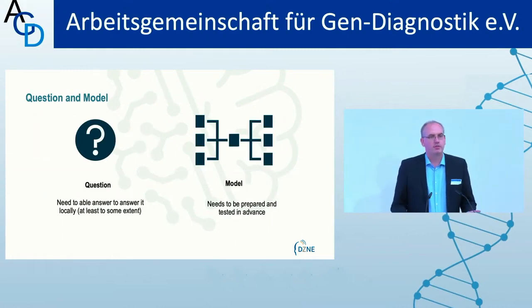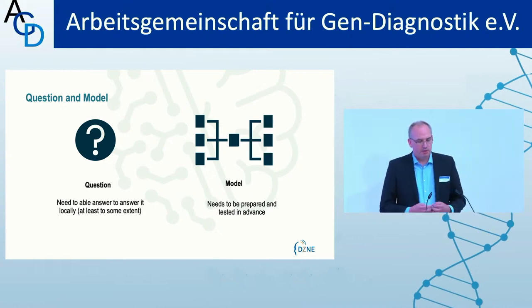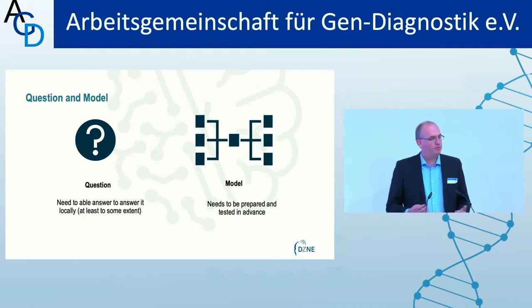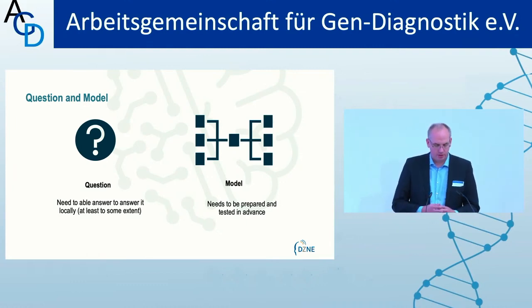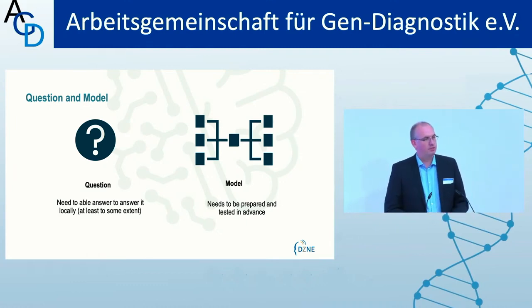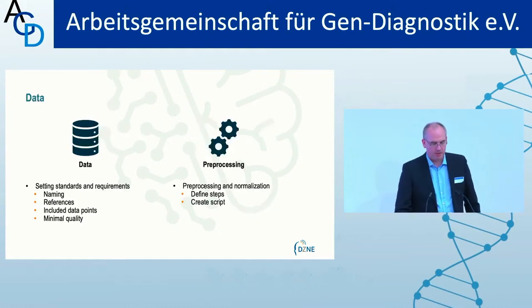Obviously, you need to ask a question that can be answered by machine learning. And this has to be a question that you can already answer with your local data, but maybe not as well. So if you have a question or a model that does not work on your data, it is unlikely that it will work on the swarm because it needs to work on at least a little bit on every single node. So you need to have your question that you want to answer, and you need to have a prepared and tested model. Then you can go ahead and say, I want to talk about data.